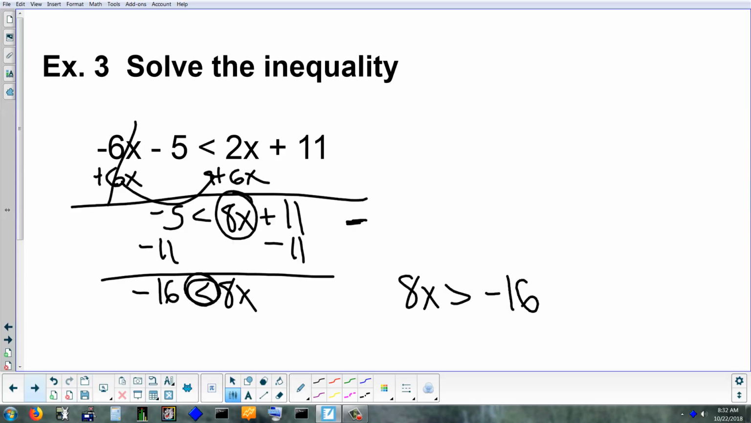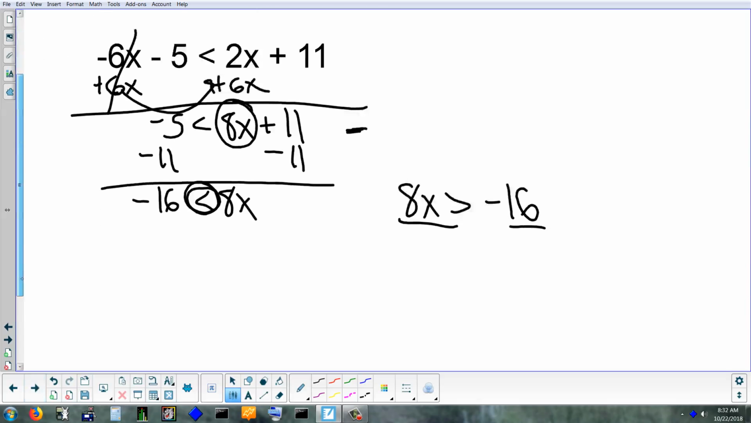Ellie kind of said it. She said divide. I agree with her. We are going to divide. Divide by what, Brady? 8. All right, don't look like you don't know. You know. All right? Divide by 8.